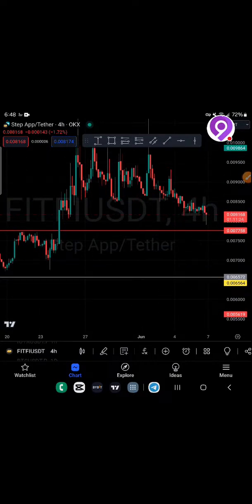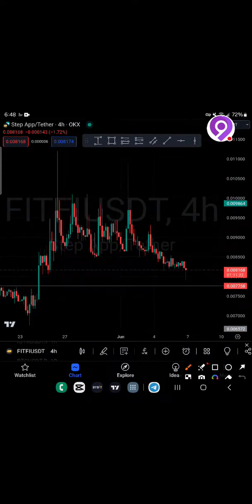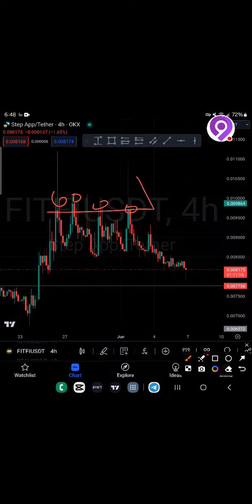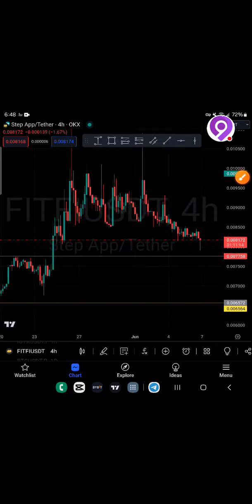You can see this is a triple top. You can even call it multiple tops. Look at it, 1, 2, 3, 4. Can you see that? Multiple.